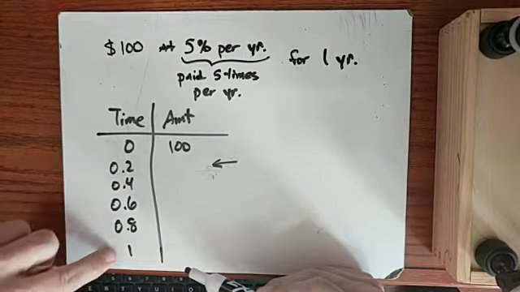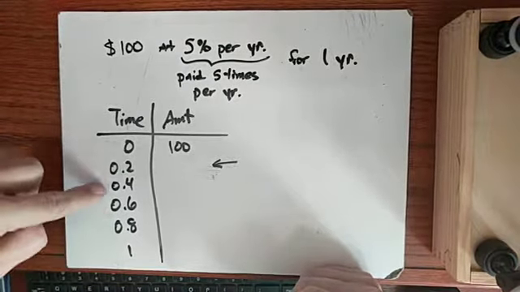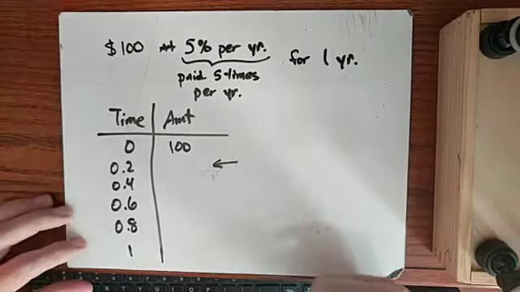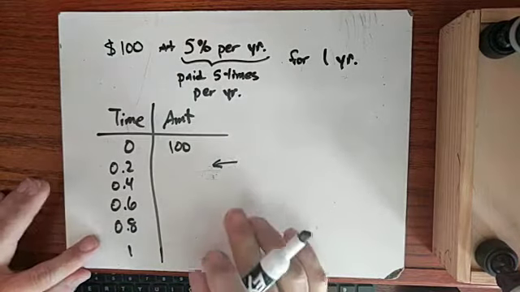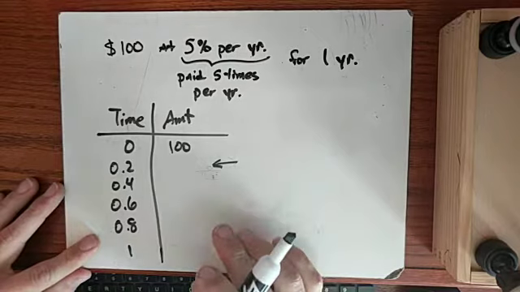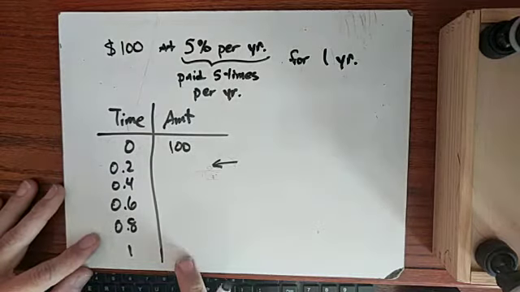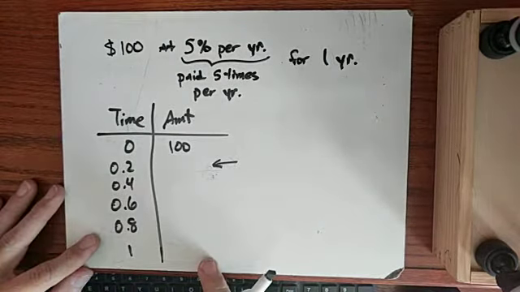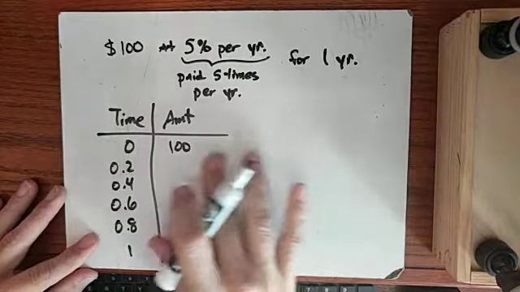But at least we didn't have to wait till the very end to get the interest. We got a little bit of it throughout the year, okay? So that makes more sense logistically, but you're going to find out that we're going to get more than $105 at the end of the first year by doing this. How does that work out?